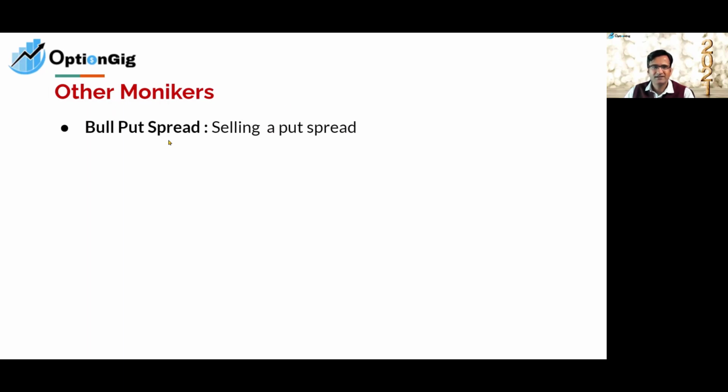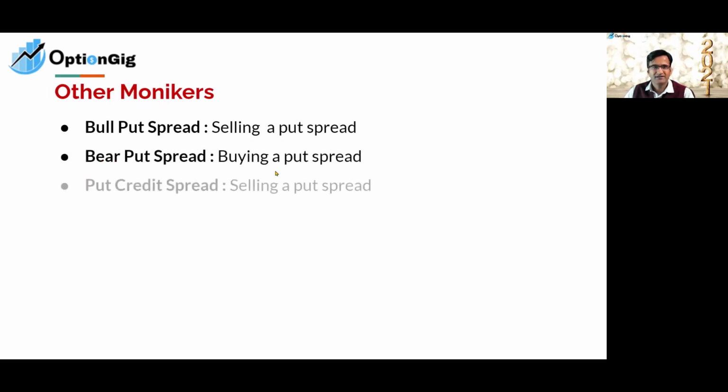The way to understand these things is, when you are a bull, meaning you are bullish, what do you do? You sell a put spread. If you're bearish, then you buy a put spread. Now, put credit spread means you have sold a put spread, and you received a credit. When do you receive a credit? When you're selling something. So if you're reading the term put credit spread, it means you're selling a put spread.